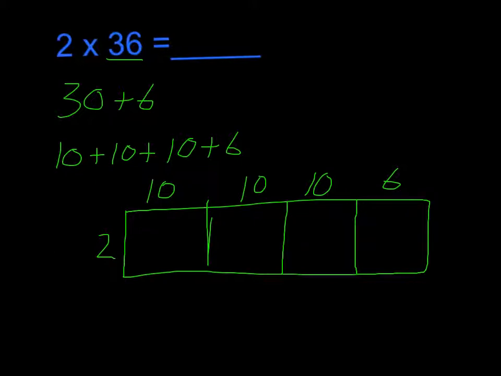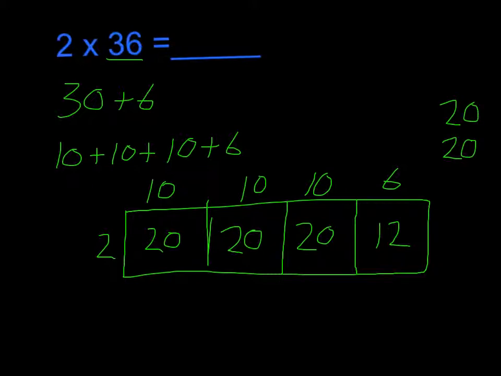Now, inside this box here, I'm going to write what 10 times 2 is. Now I know that 10 times 2 is 20, so we're going to put a 20 there. And once again, 10 times 2 is 20, and 10 times 2 is 20, and then 2 times 6 is 12. So now I can find my answer really easily just by adding my 20 plus 20 plus 20 plus 12. And we're going to add that up.